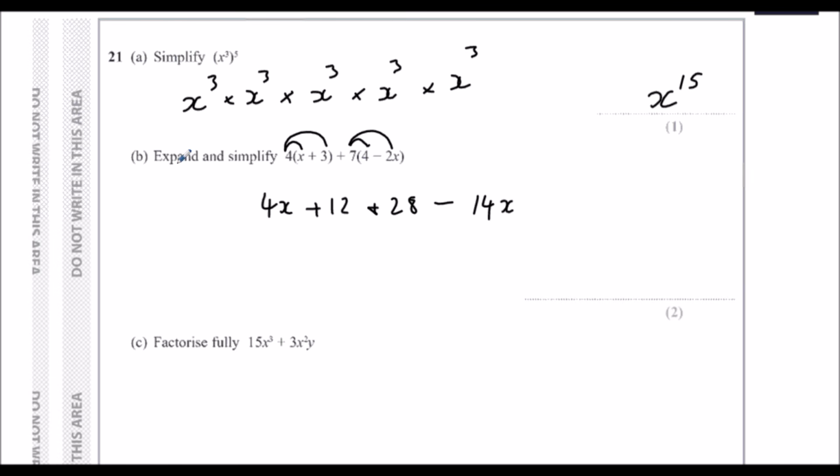So that's expanded. Now to simplify, we've got these two x terms and we've got two number terms. So 12 and 28 make 40. 4x, take away 14x, is minus 10x. So we have 40 minus 10x.